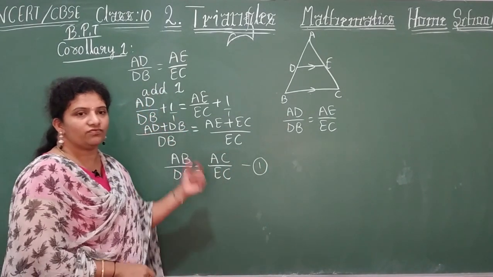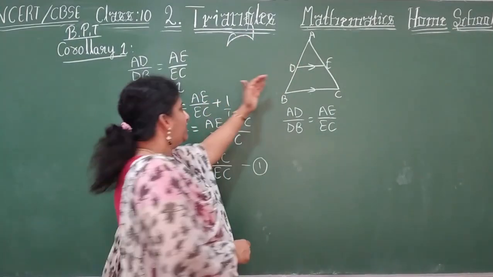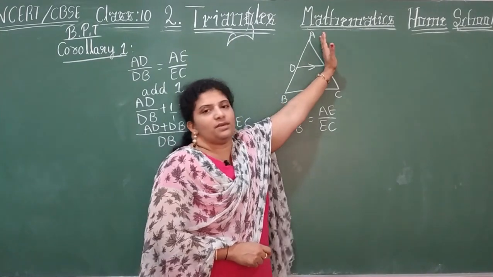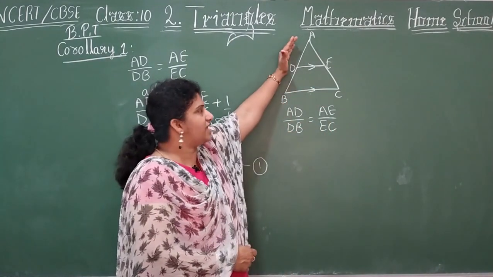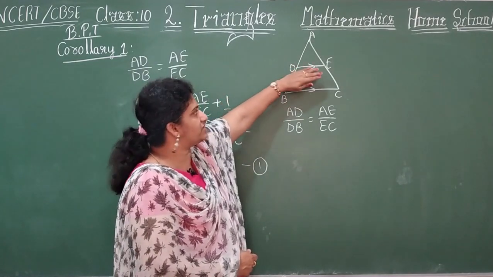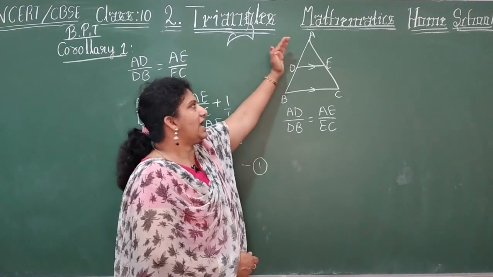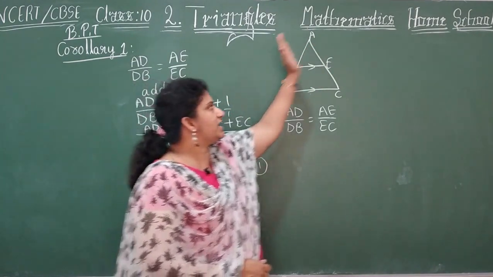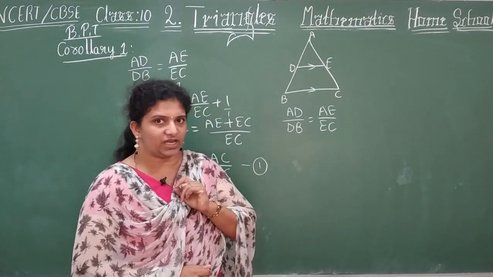So this is your first corollary, children. So observe one figure here. What is that? AB by DB, AC by EC. How to remember? Big side by trapezium side. Children, D divides this into a trapezium and one triangle, right? AB by DB is equal to AC by EC. This is your first corollary.